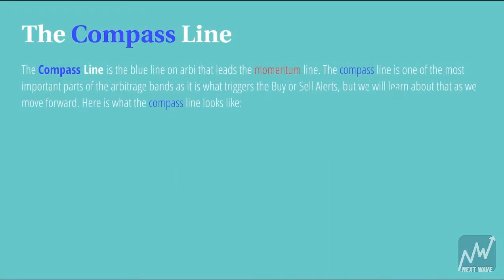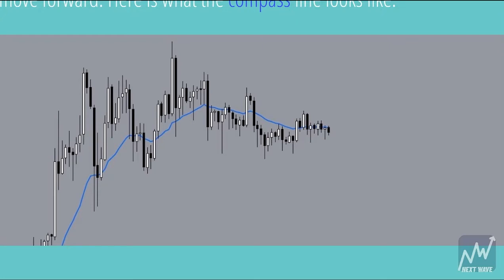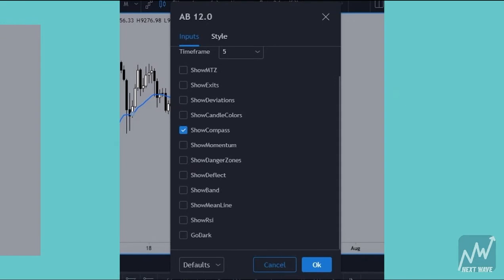The compass line. The compass line is the blue line on Arbi that leads the momentum line. The compass line is one of the most important parts of the arbitrage bands, as it is what triggers the buy or sell alerts. But we will learn about that as we move forward. Here is what the compass line looks like. It is that blue line that you see moving along with price. And under the arbitrage band settings, under the inputs, you will show the compass, and that is what you would toggle to turn it on or off.